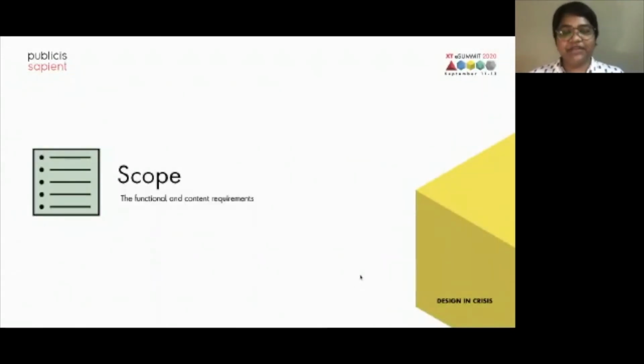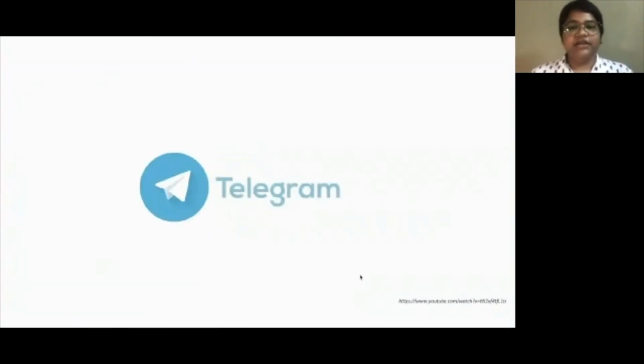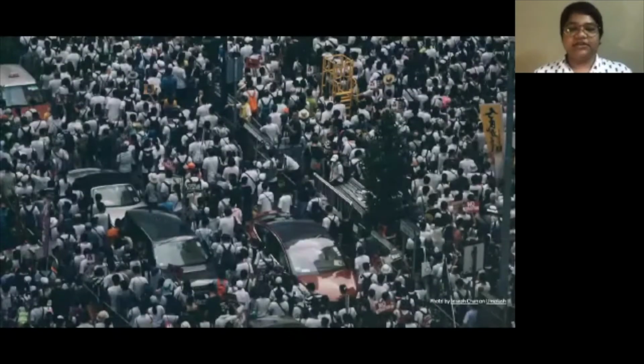The next example is scope, which defines the functional and the content requirement of the product. And for this, we have Telegram. So the event is the Hong Kong protests of 2019, which are still going on. And during this time, people started using platforms, applications, products, which had a very high security and privacy policy. And Telegram was one of them.